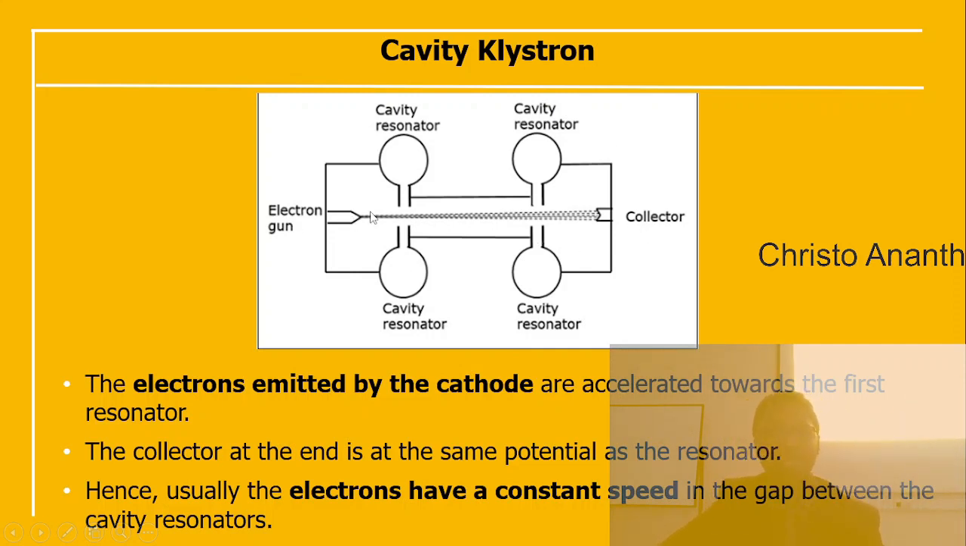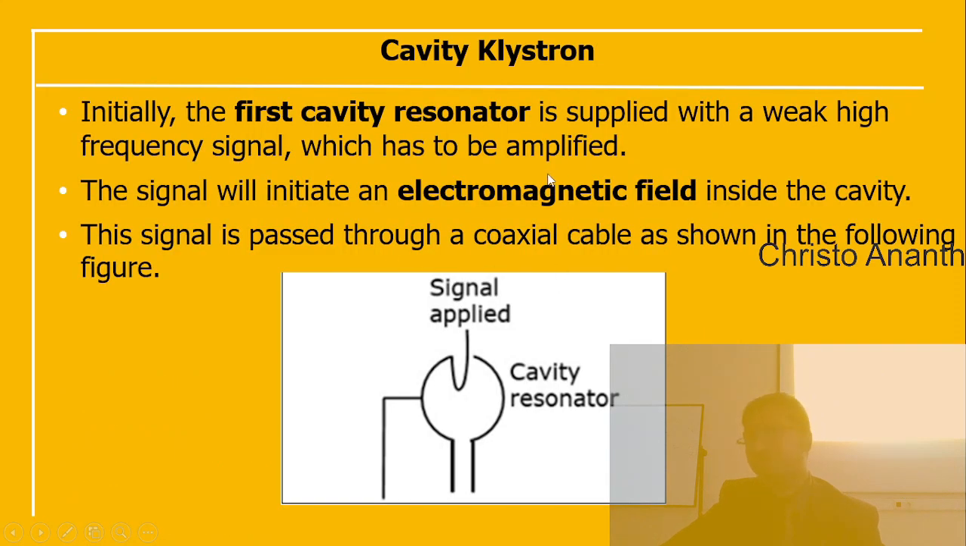Electrons emitted by the cathode are accelerated towards the first resonator. The collector at the end is at the same potential as the resonator, and generally the electrons have constant speed in the gap between the cavity resonators. Initially the first resonator is supplied with a weak high frequency signal which has to be amplified. The signal will initiate the electromagnetic field inside the cavity. The signal is passed through the coaxial cable as we saw here, so the signal is applied through the cavity resonator.